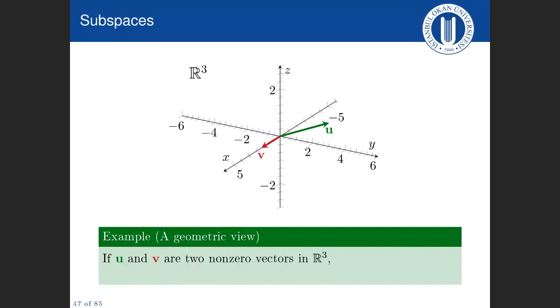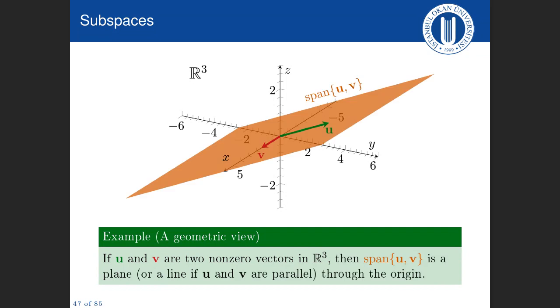If we have two non-zero vectors in R3, then the span of u and v, that's the set of all linear combinations of u and v, is going to be the plane which contains u and contains v. This is a plane through the origin, with the proviso that if u and v are parallel, then we would get a line instead of a plane.